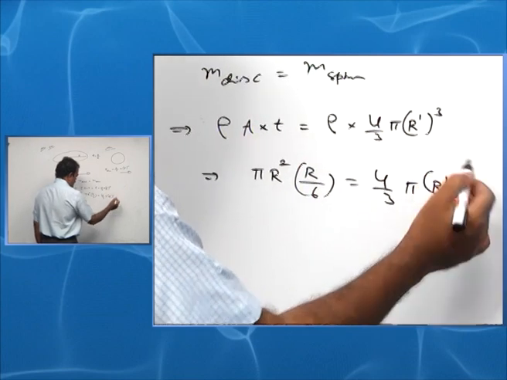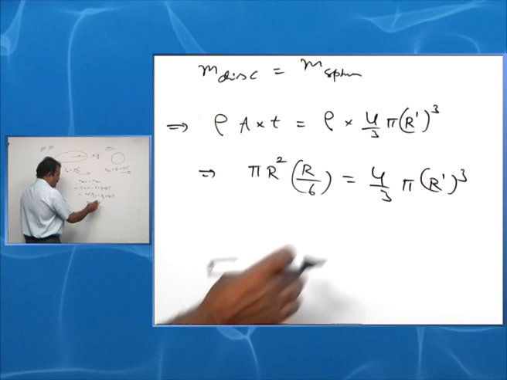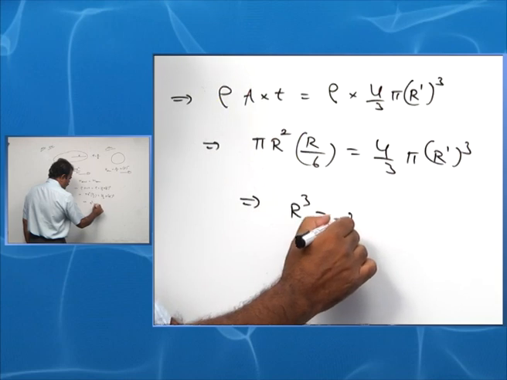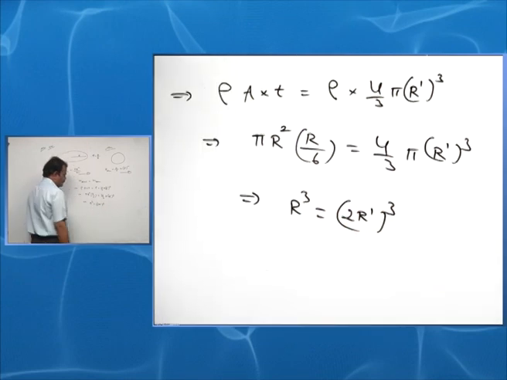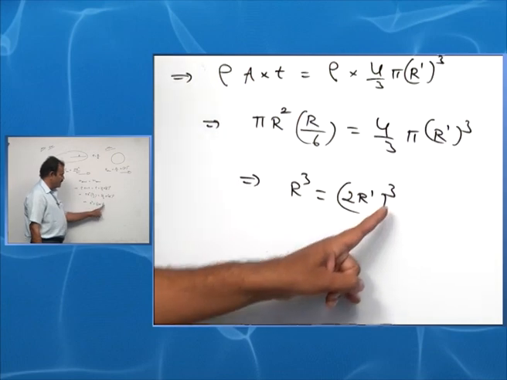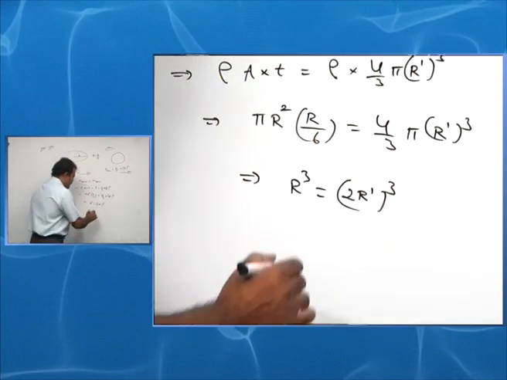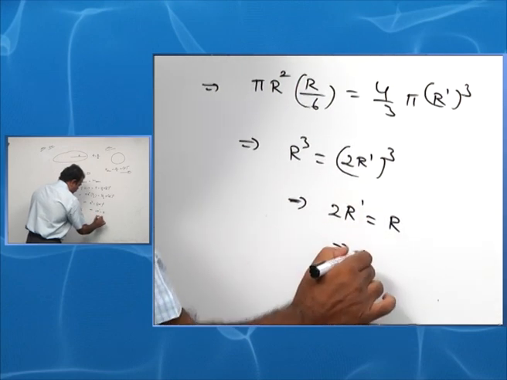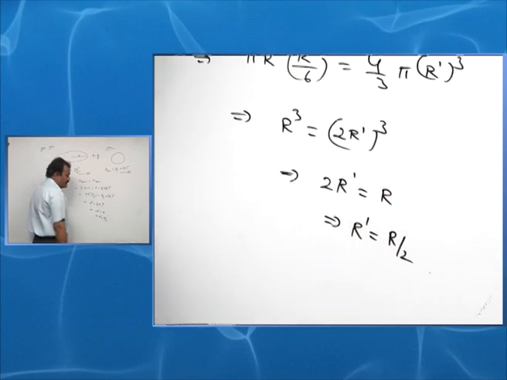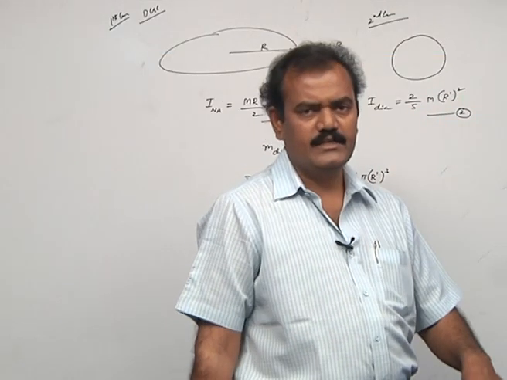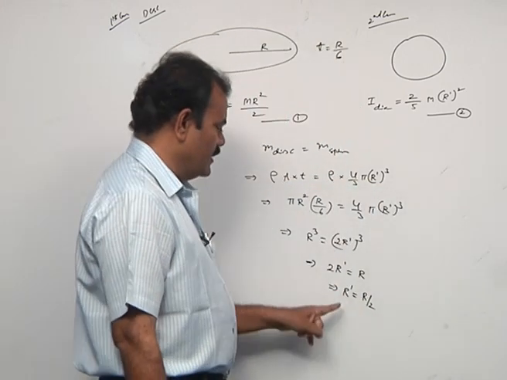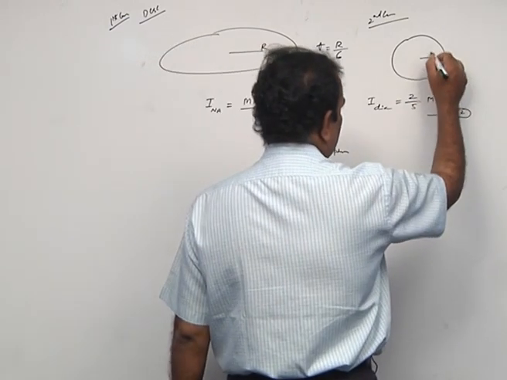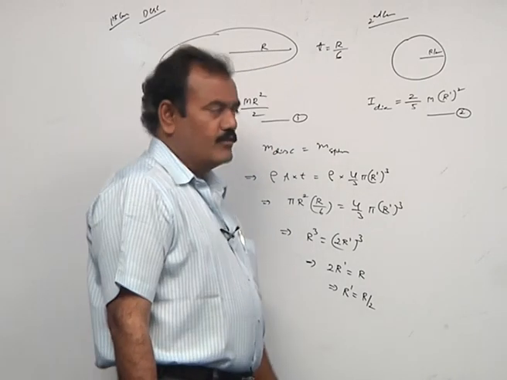Now you have to find r dash cube. In this case, pi will be cancelled, and the 3 is here. So r cube is equal to 2r dash whole cube on solving. That becomes 2r dash is equal to r, which implies r dash is equal to r by 2. Its meaning is that after melting and recasting, the radius of the sphere becomes half of the radius of the disk. So it becomes only r by 2.